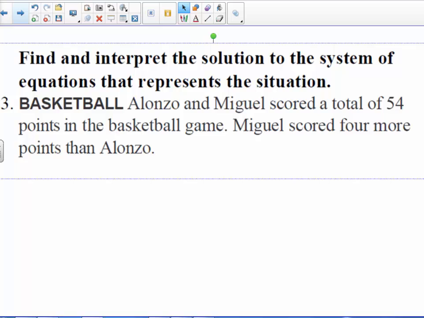All right, next one. Find and interpret the solution to the system of equations that represent the situation. Okay, this is basketball. Alonzo Miguel scored a total of 54 points.